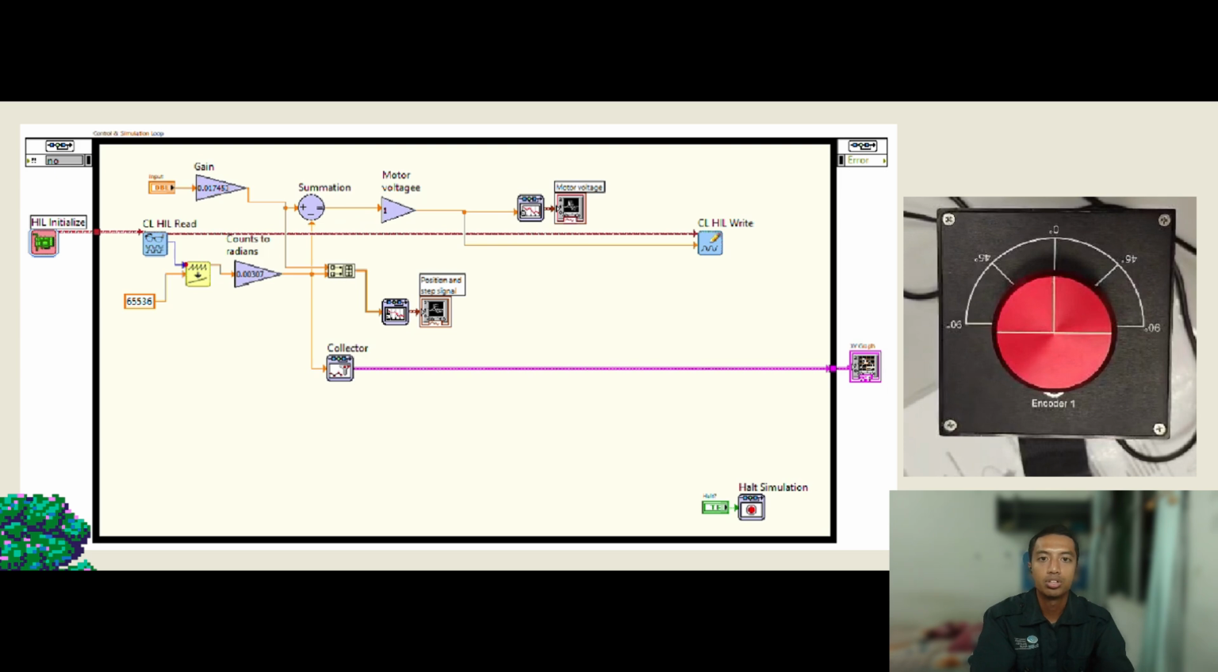So overall, this block diagram represents a full closed loop control system that takes the user's target angle, calculates the difference using encoder feedback, adjusts the motor voltage, and continuously updates the motion until the cube servo disc reaches the correct position. That's all from me.